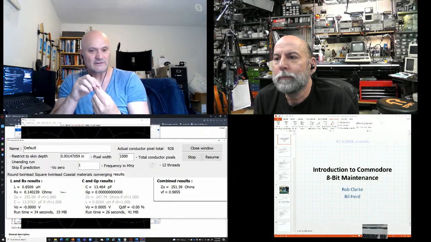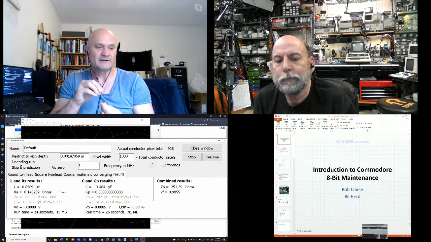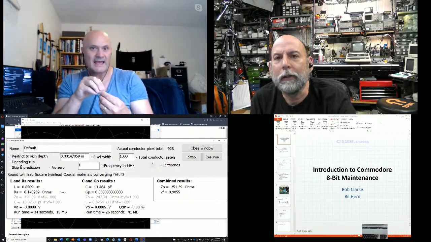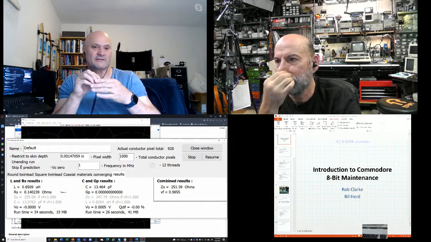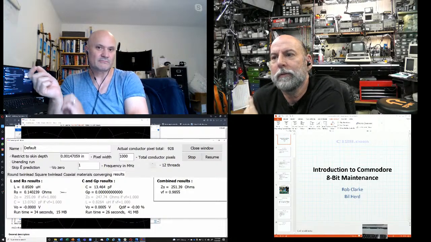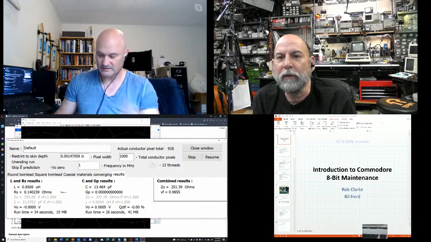And then you have a little bit of a pi network or inductor capacitor or something like that, and a balun that matches your 300 ohm twin lead to your 50 ohm output of your amplifier, or whatever you're driving. Or 75 ohm for TV.